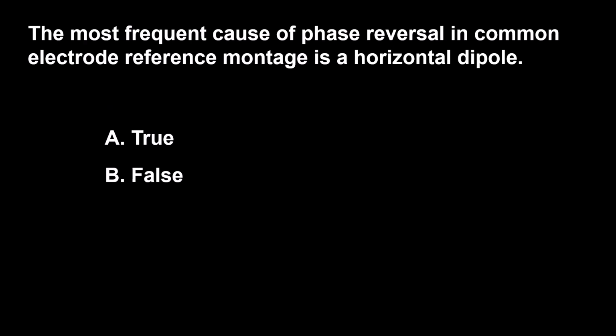Next question. The most frequent cause of phase reversal in common electrode reference montage is a horizontal dipole.